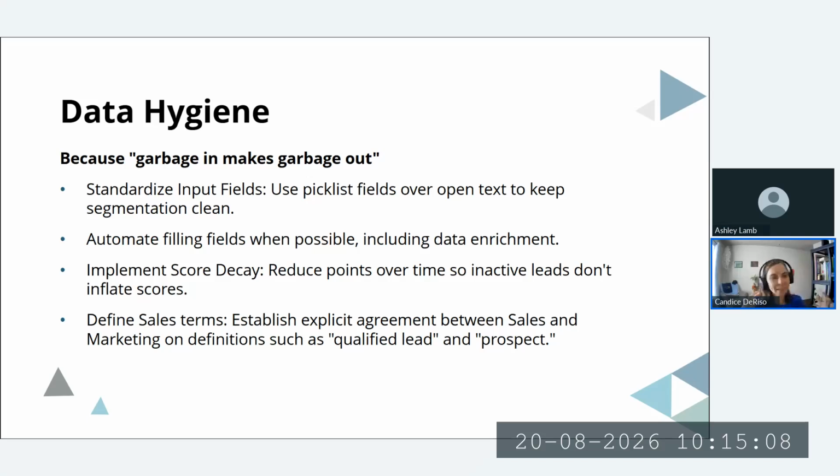Also define things like your sales terms, right? How do you explicitly define where sales is handling it, where marketing is handling it? What is a qualified lead? What is a prospect? Make sure all those terms are clear in your CRM so that when you go to do things like automations or prioritizing or segmentation, it's very clear what everybody means.